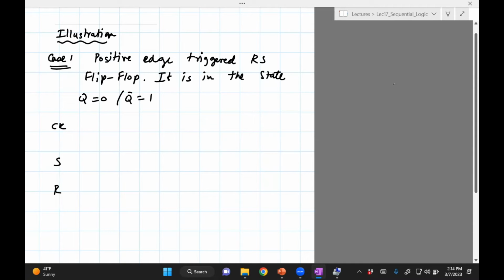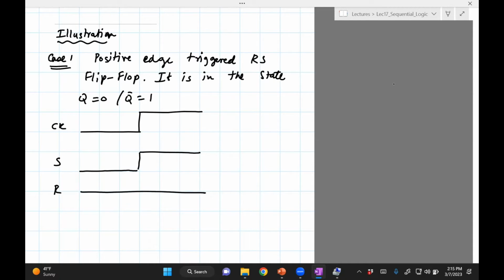So let's assume that CK goes this way up. S goes this up, and then R is just 0.